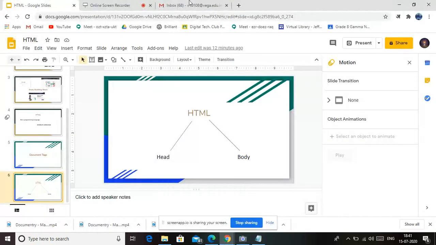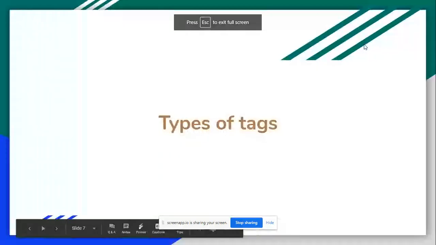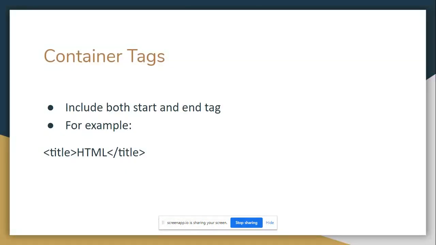Next, there are types of tags. So let's move back to our PPT. Now, let's see the types of tags. The first type of tag is the container tag. A container tag includes both a start and an end tag. For example, the opening symbol, title, the ending symbol, then HTML, the symbol, slash, title with the ending symbol. This is an example of a container tag because it has both a starting and an ending tag.